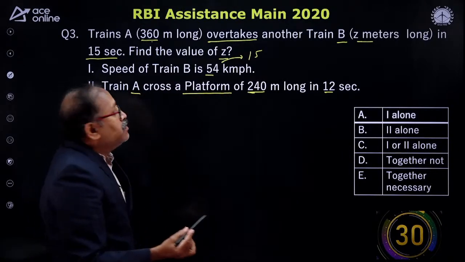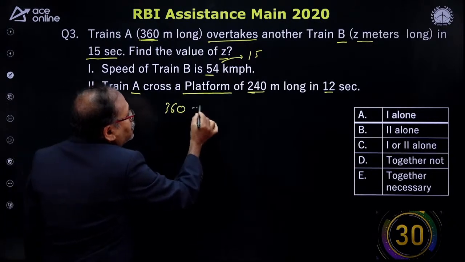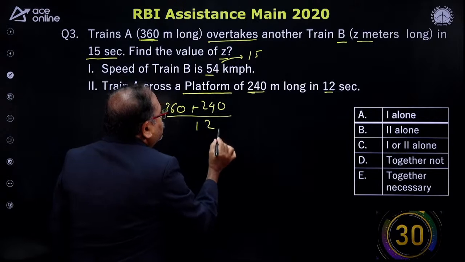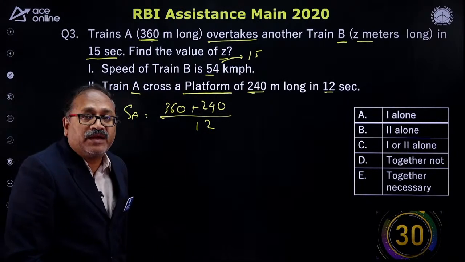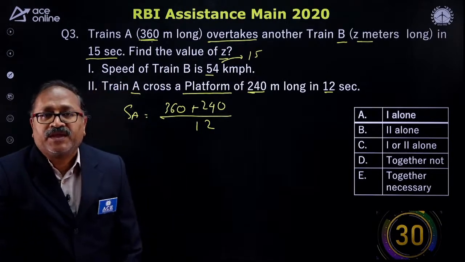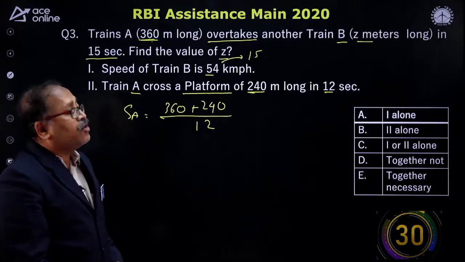So in 12 seconds, it crosses its own length 360 plus the length of platform 240, in 12 seconds. So will you get the speed of train A? Yes, you get the speed of train A. The rest part, I leave it for you. Your 30 seconds starts now. Yes, my young friends, answer the question. You will be benefited a lot.